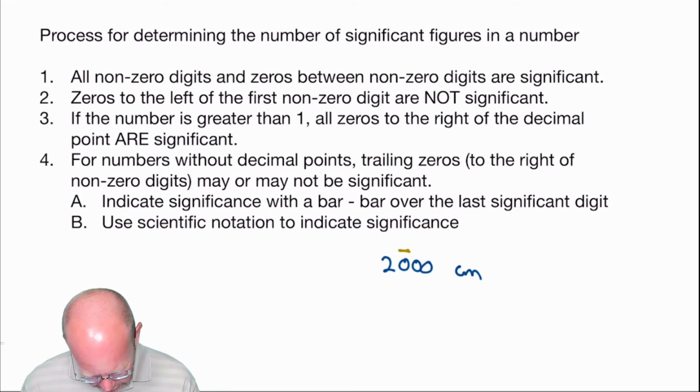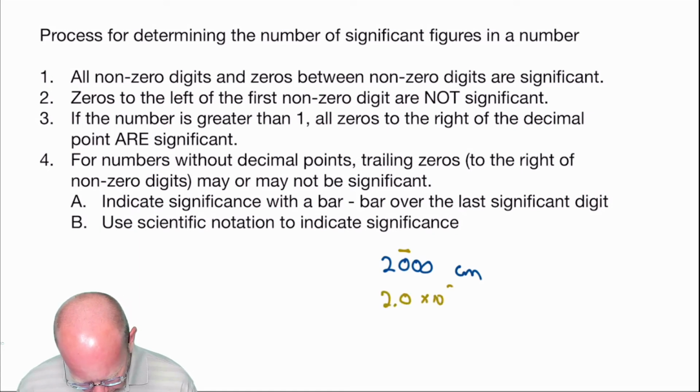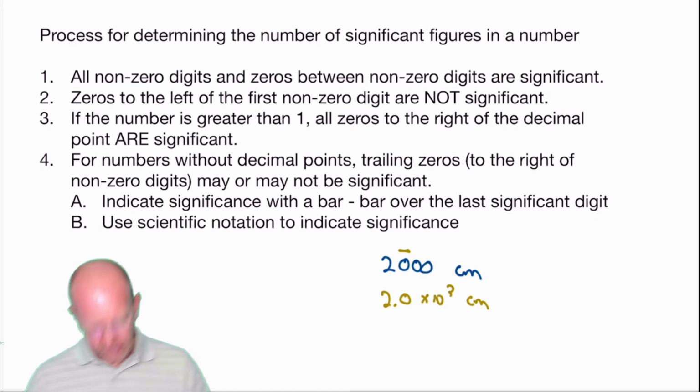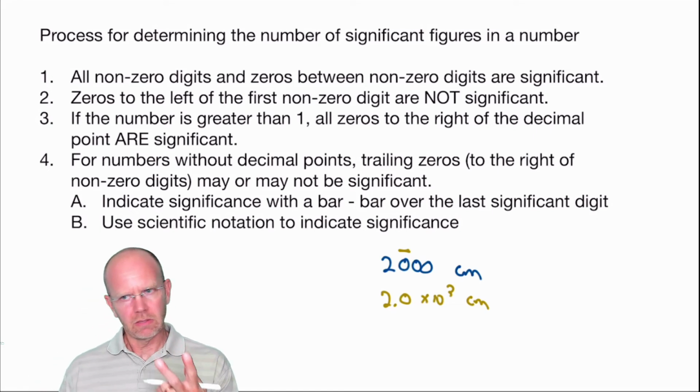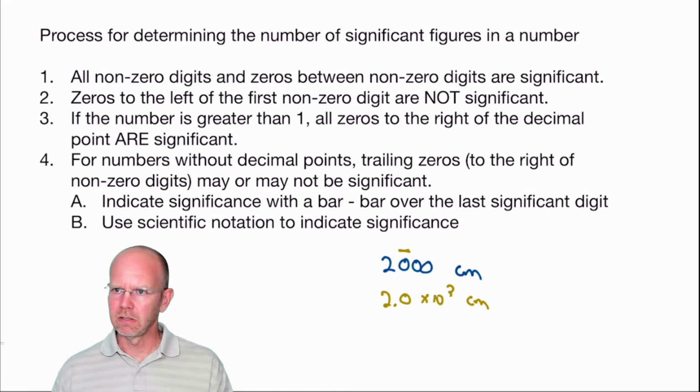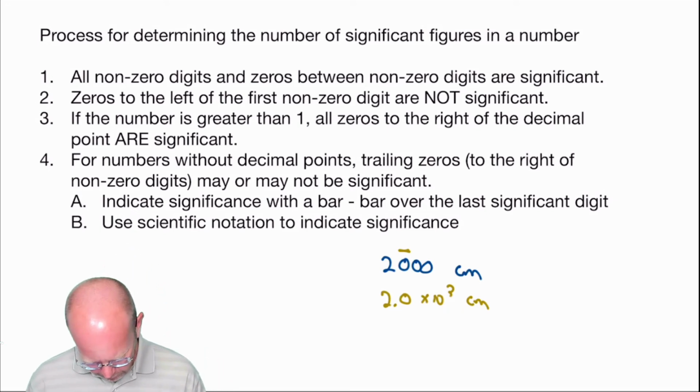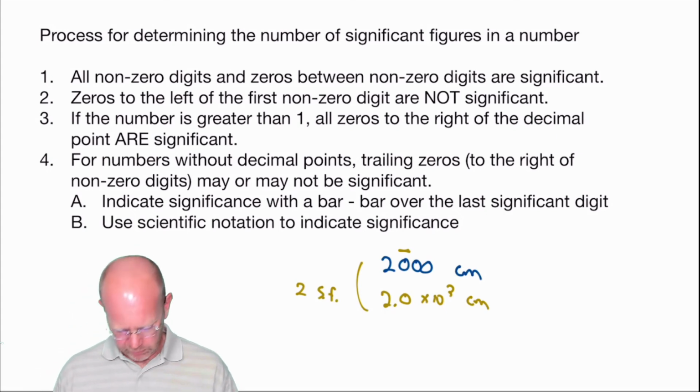that second significant digit, or we could equally well write 2.0 times 10 to the third centimeters. That 2.0 has two significant figures, right, by rule number 3. If a number is greater than 1, all the zeros to the right of the decimal are significant. Both of those are significant. Both of these numbers have two significant figures, and that would indicate the level of precision.